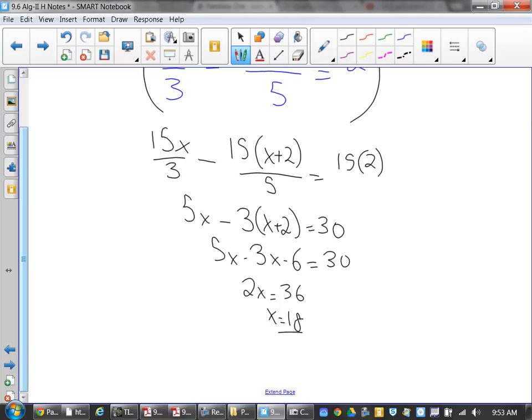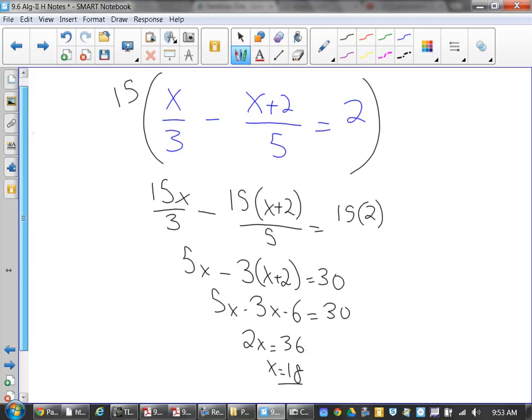So you don't want to distribute the 15 at a time? No. What I'm doing here is setting this up: I'm distributing the 15 to all three parts, to everything, and then I'm going to simplify first. Okay. Simplify first, and then you distribute.